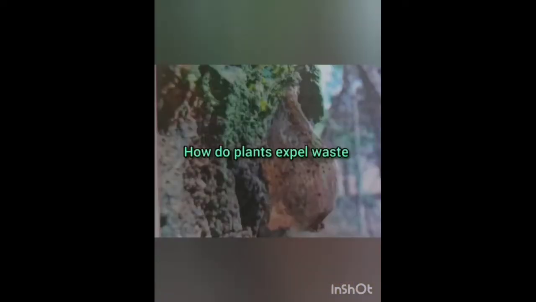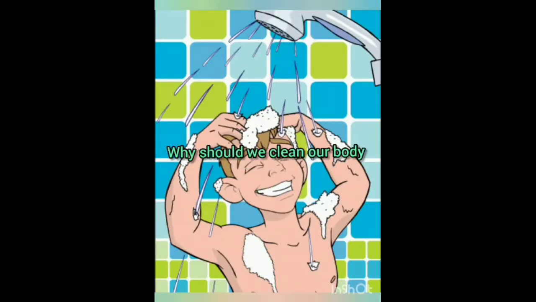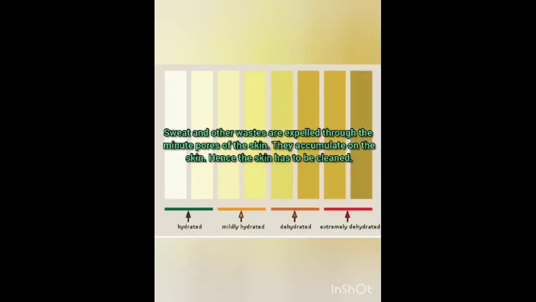How do plants expel waste? Waste materials are stored in the bark which later gets detached. Waste materials are expelled as exudates from them. Why should we clean our body? Sweat and other wastes are expelled through the minute pores of the skin. They accumulate on the skin, hence the skin has to be cleaned.